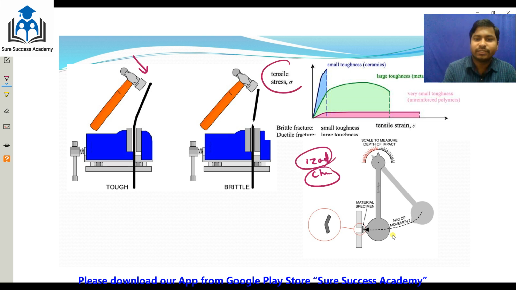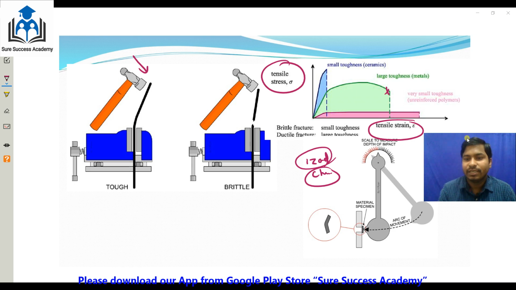If you see the tensile stress and tensile strain diagram, the material covering more area is the tougher material. Suppose this is A, this is B, this is C. The area covered by the B metal is high, so it is the tougher material. But the area covered by the A metal is smaller, so it has high tensile strength but low toughness, because it covers less area.